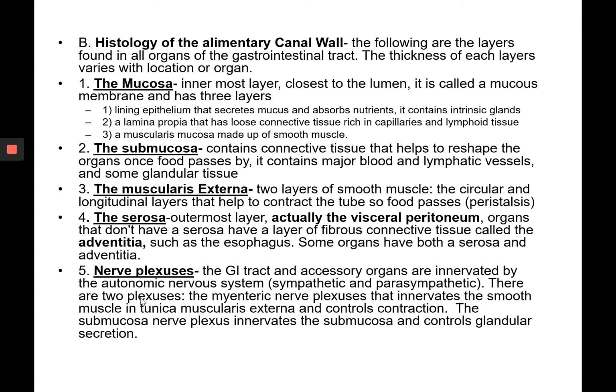There are also nerve plexuses. There is a myenteric nerve plexus and a submucosal nerve plexus. These are nerve fibers from the sympathetic and parasympathetic nervous system, and they are going to allow the GI tract to respond to nervous system stimulation.